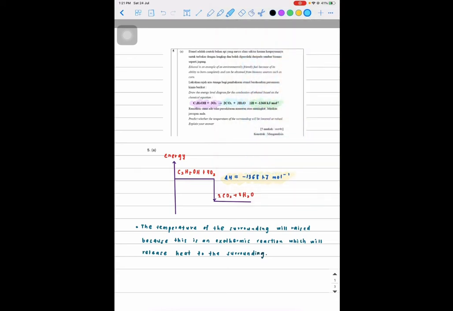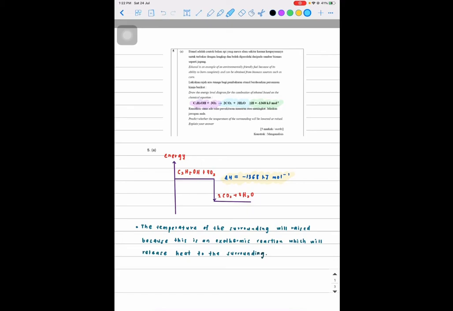We also do the same thing, which is we just copy the product and then write it back. And we also need to write the delta H. We already know that for an exothermic reaction, the reactant is higher than the product. So this is how the energy level diagram looks like.